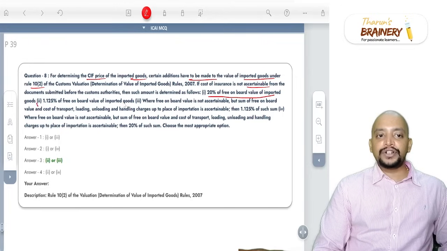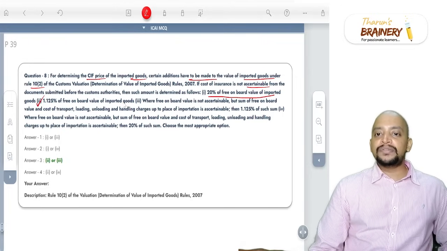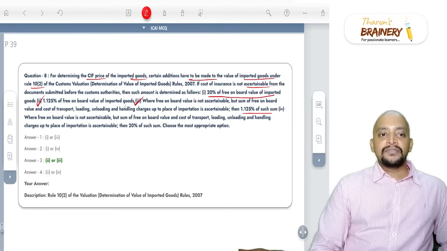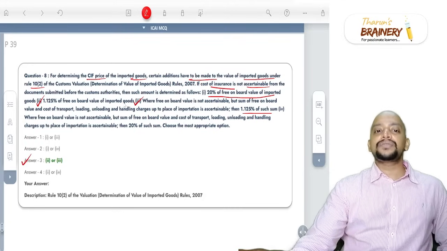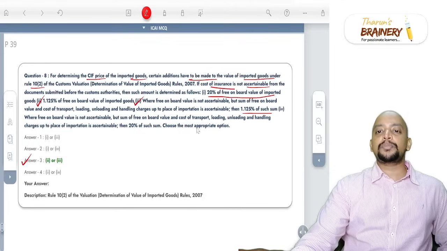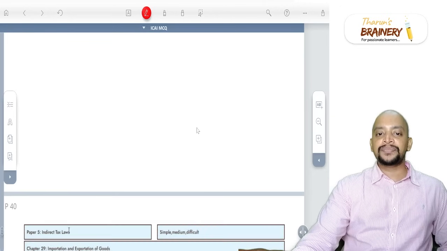Second one, 1.125%, correct. Where FOB value is not ascertainable but the sum of FOB is ascertainable, it is 1.125% of such sum, correct. The 20% will not come in case of insurance. So second and third are correct. In case of freight only, it will be 20%. In case of insurance, 1.125% of FOB.